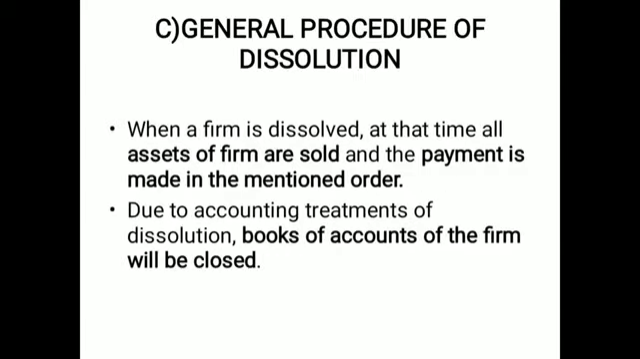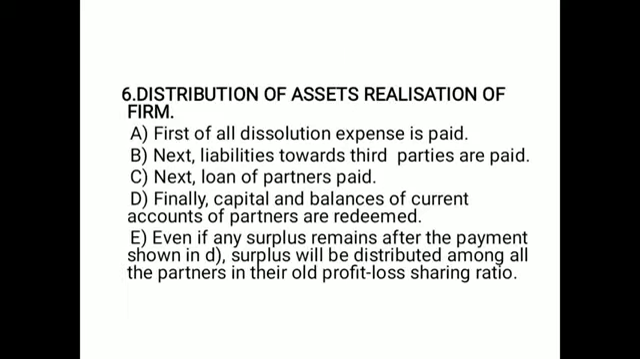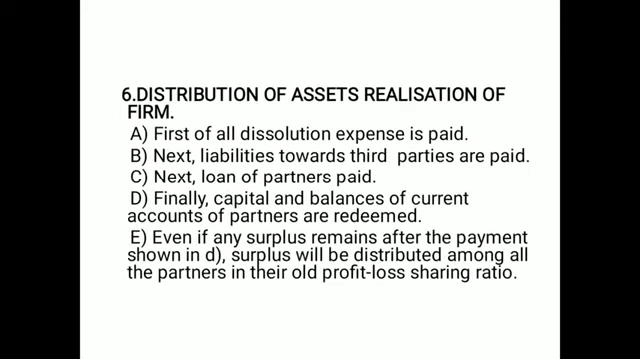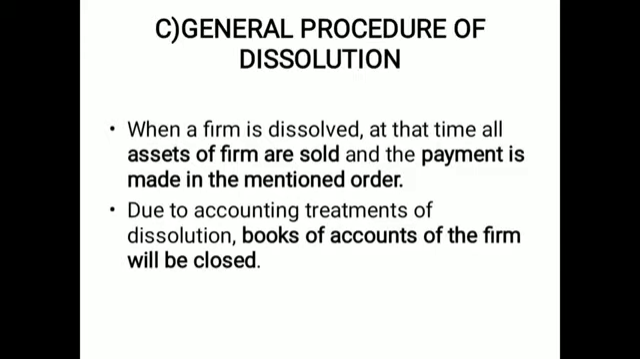So let us see what is the next point. General procedure of dissolution. When a firm is dissolved, at that time all the assets of the firm are sold. All the assets of the firm are sold, I said this, and the payment is made in the mentioned order. This is the mentioned order. Due to accounting treatments of dissolution, books of accounts of the firm will be closed, because the entire business is to be closed. So after carrying out this procedure, the books of accounts of the firm will be closed. Yeah? This is the process of dissolution.